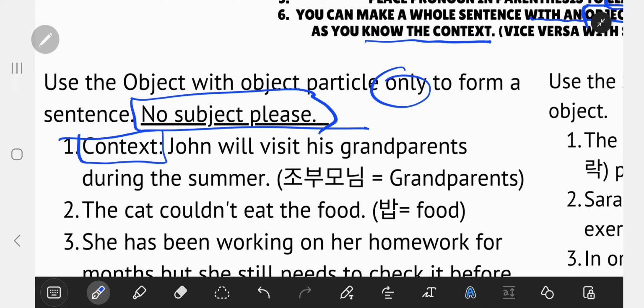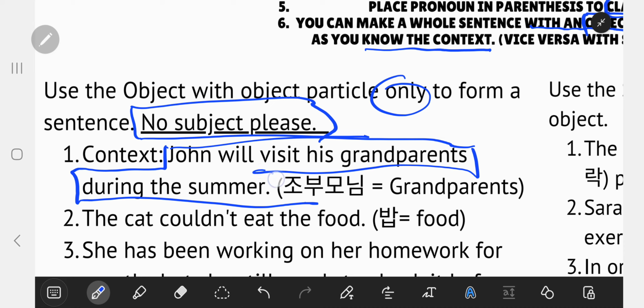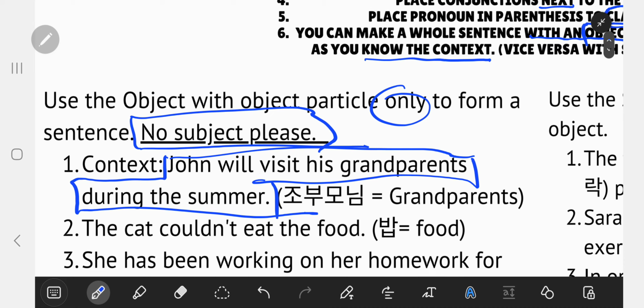If we have the context like this, John will visit his grandparents during the summer, and grandparents is 조부모님. I assume that you will have Korean for your keyboard, so make sure you have Korean installed on your keyboard. That is super important because I want us to speak Korean or at least type in Korean. A little bit, at least a little bit. So all I want you to do is rewrite this sentence without saying the subject. So what does that mean? I want you to rewrite the sentence without saying John.